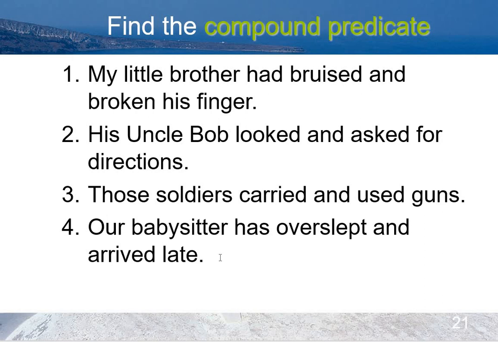My little brother had bruised and broken his finger. Bruised and broken. These are compound predicate. His uncle Bob looked and asked for directions. Looked and asked. These are compound predicates. Those soldiers carried and used guns. Carried and used, they are compound predicate. Our babysitter has overslept and arrived late. Overslept and arrived, these are compound predicate.